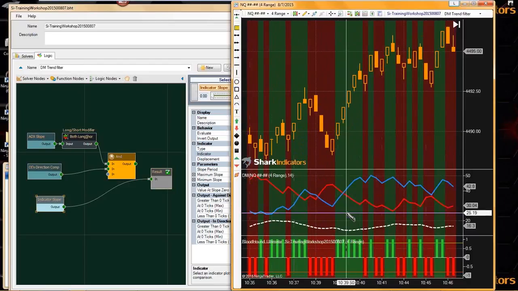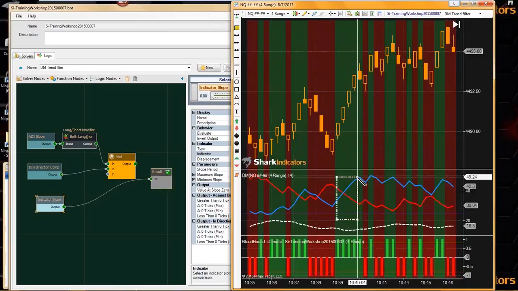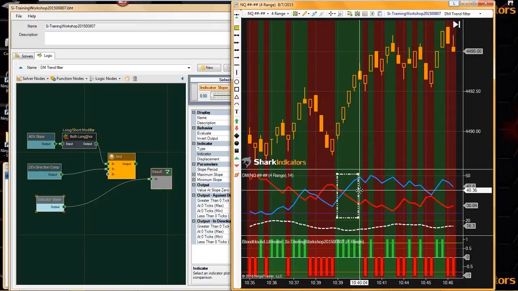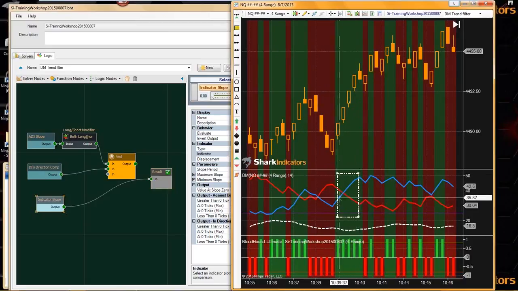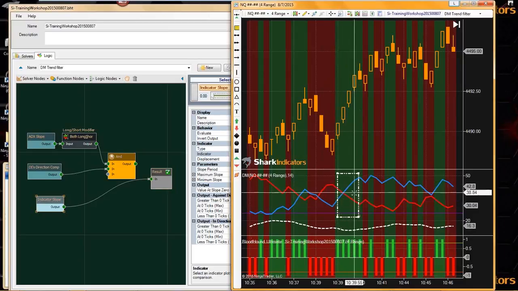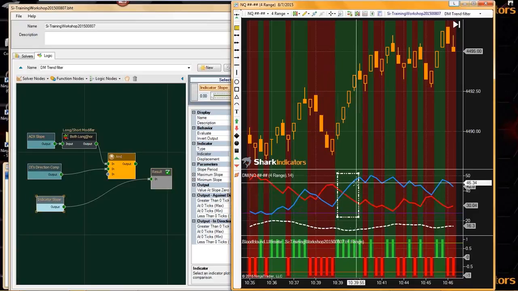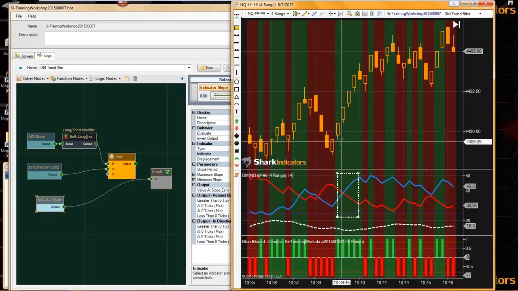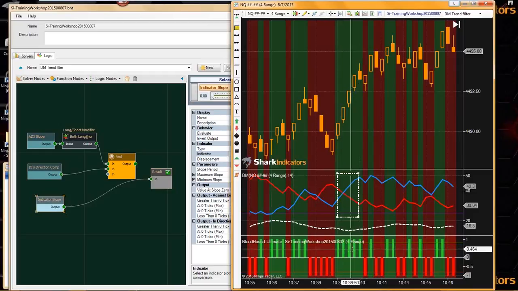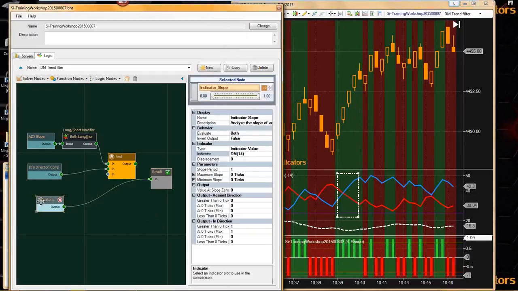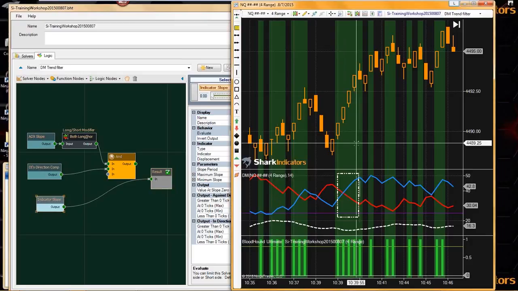We'll look back here. So here we go. We've got our DI plus sloping up, right? The blue line is sloping up. Now we're only interested when it's sloping up, so we're not interested in the short output when it's sloping down, right? So when the DI plus is sloping up, that's telling us we're in a long trend, so we only want the long output here. So I'm just going to set the evaluate to long only for this guy. There.